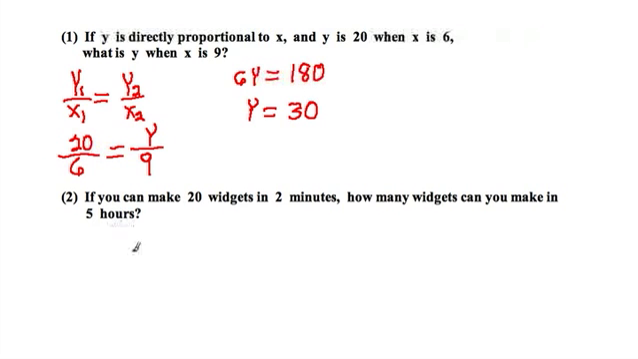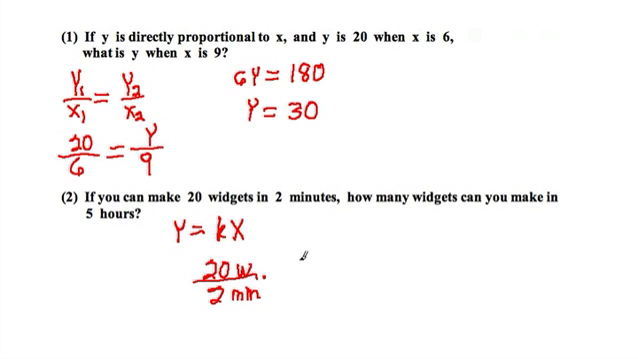Second question, if you can make 20 widgets in 2 minutes, how many widgets can you make in 5 hours? So if you want to do this in the y is equal to kx format, the k is this relationship. So we have 20 widgets in 2 minutes. So that's our rate times x, which is 5 hours. So we'd have to convert that to minutes.